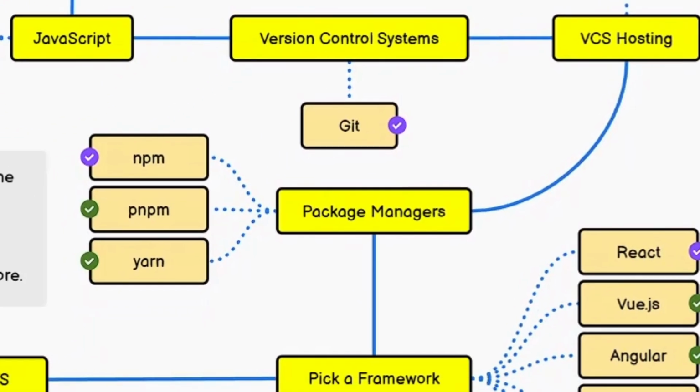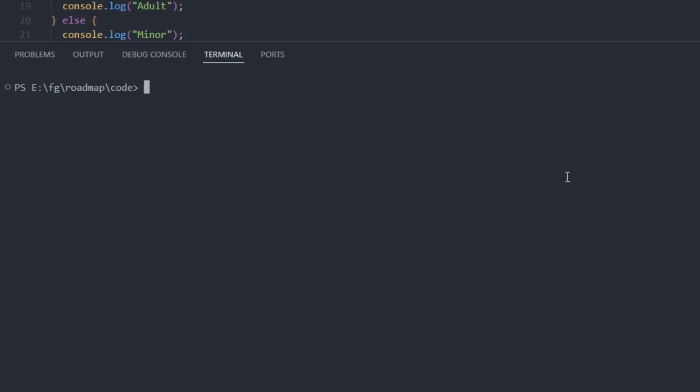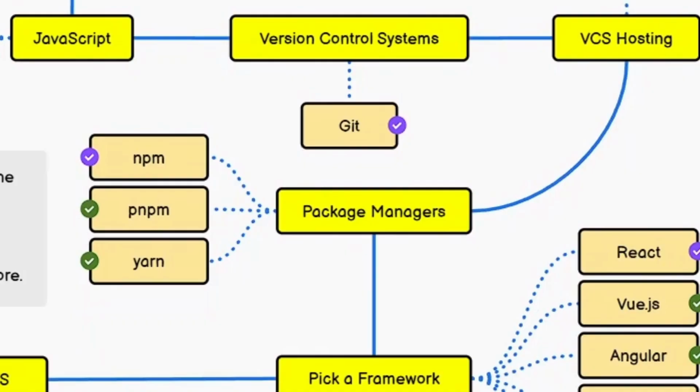Let's talk about package managers, your toolkit for installing and managing code libraries in your projects. They help you add tools, frameworks, and libraries to your app with just a single command. No need to download things manually. You'll also learn how to update packages, uninstall them, and fix version conflicts. It's not the flashiest part of dev life, but it's absolutely necessary.